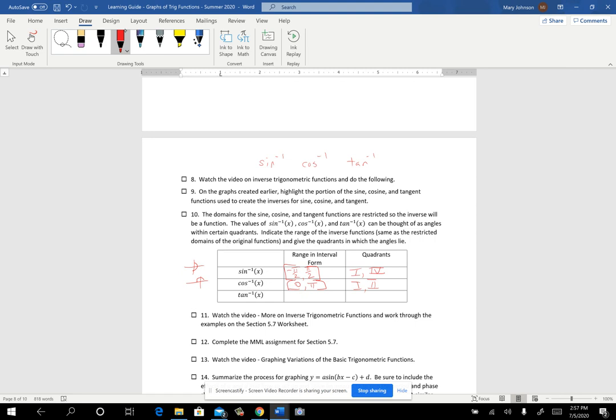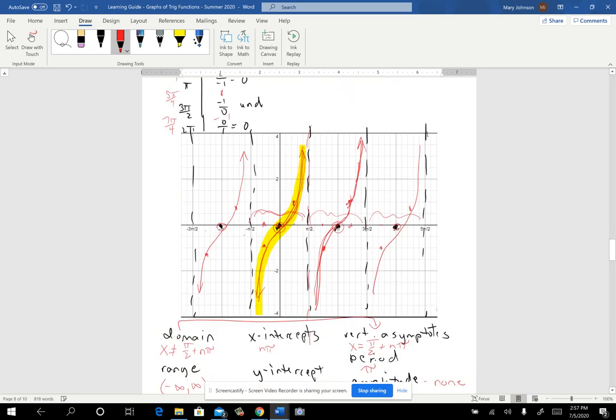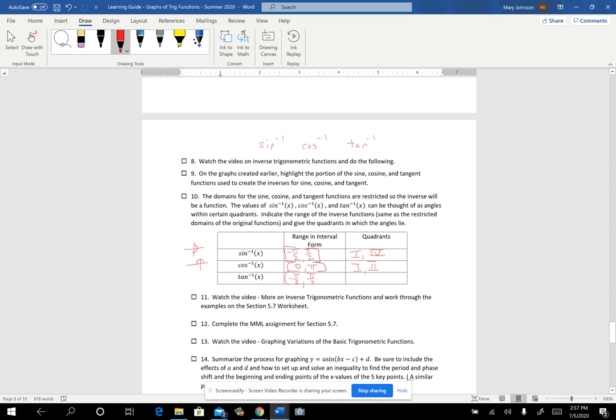Now with tangent, it's also negative pi over 2 to pi over 2. But remember, let me flip back here for a second. You see how at negative pi over 2 and pi over 2 we have vertical asymptotes? So when I write this, I'm not going to put brackets, I'm going to put parentheses on those. But I am still thinking quadrant 1 and quadrant 4, okay? Those are the angle values that the calculator is going to give me. And so for tangent, it's also giving me angles that are in the first or the fourth quadrant, okay?